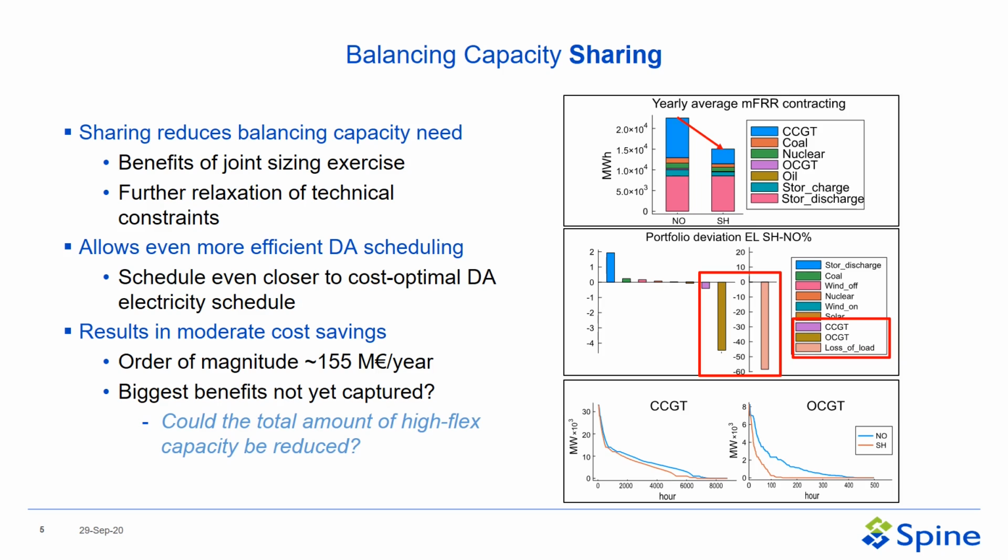But the question is, is this actually the biggest benefit, or is the bigger question, could the total amount of highly flexible capacity be reduced? In the load duration curves for the CCGTs and OCGTs given below, we can clearly see that the load duration curves decrease.